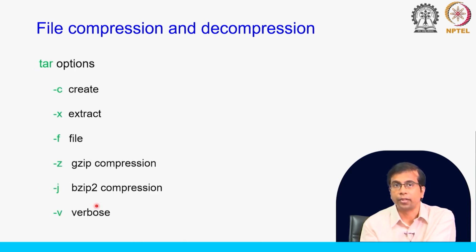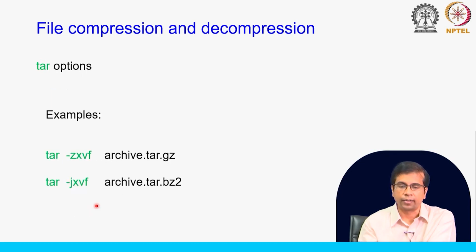You actually have many more options here. Some of them we have talked about. -c is create, -x is extract, -f is file, -z is gzip compression. So, if you want to create this gzip compressed archive, we use this -z option, and there is another type of compression which is called bzip2 compression in Linux. For that we use the -j option. And sometimes we also use this -v option, which means the command will tell us what it is actually doing. It will give a step by step process of what is going on.